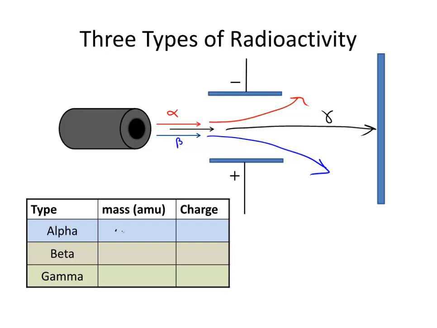It has a mass of approximately 4 atomic mass units and a charge of +2. Beta radiation, on the other hand, consists of high-energy electrons. It has a mass of approximately 0.0005 atomic mass units and a charge of -1. We now know that gamma radiation is just a burst of electromagnetic energy. It has no mass and no charge.